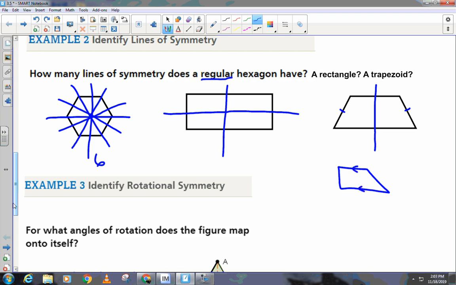Would that one have any lines of reflection? No. So it kind of depends on what kind of trapezoid it is. That one looks like an isosceles.